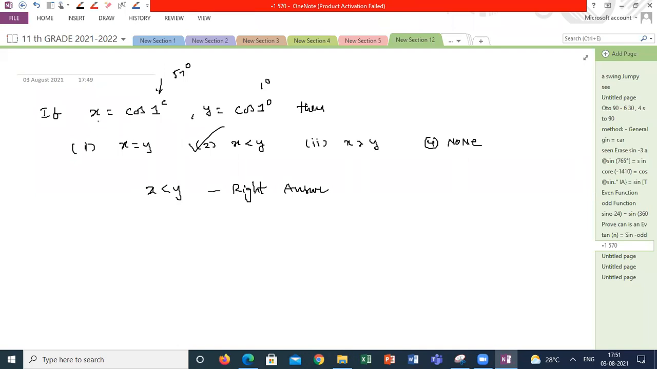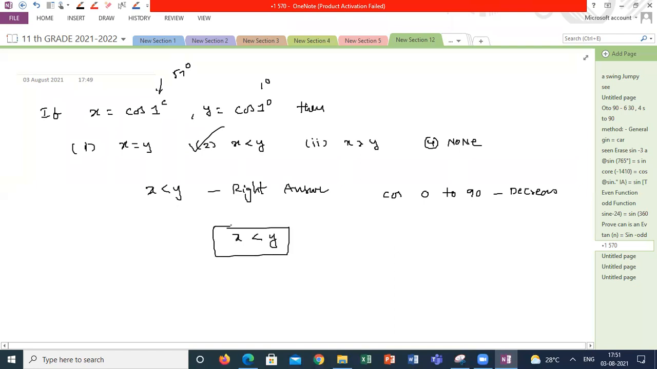Here you have to keep in mind increasing and decreasing: cos from 0 to 90 is decreasing. That means for a smaller value of the angle, cos is higher. So x is smaller and y is bigger. The common point of both is pi by 4 radians, that is 45 degrees, where both the values will cross each other. Is it clear, guys, what I'm saying?